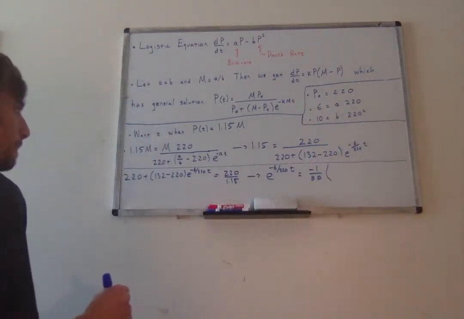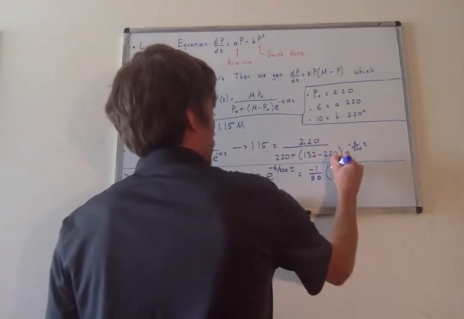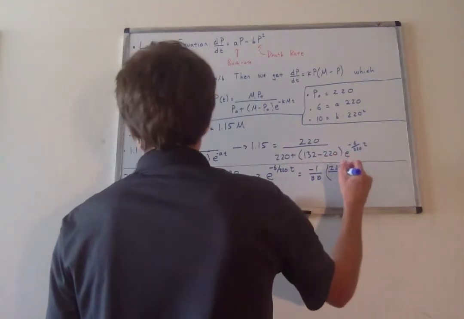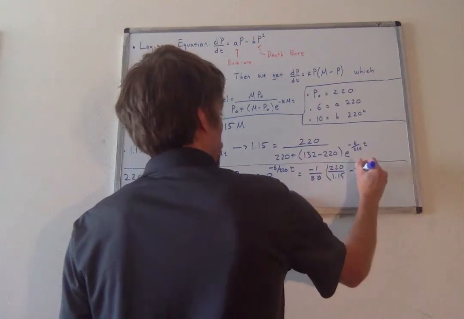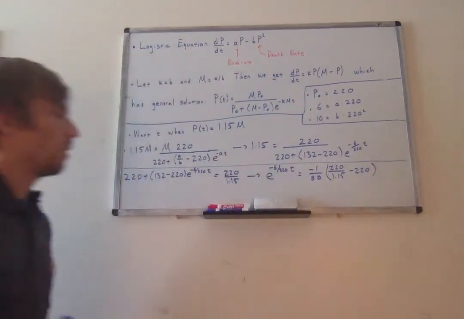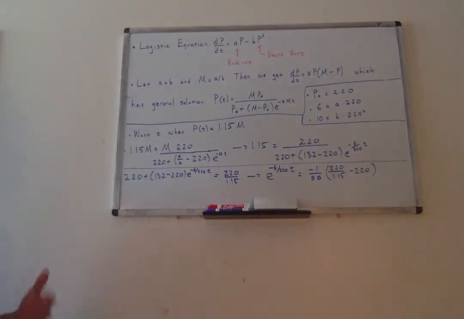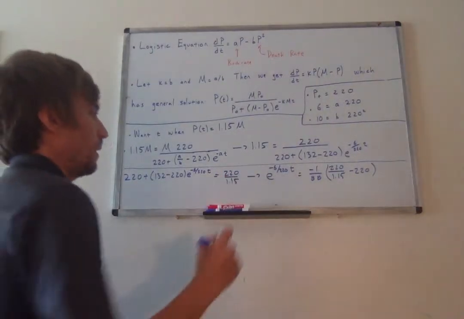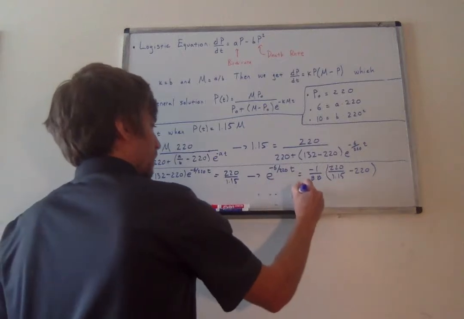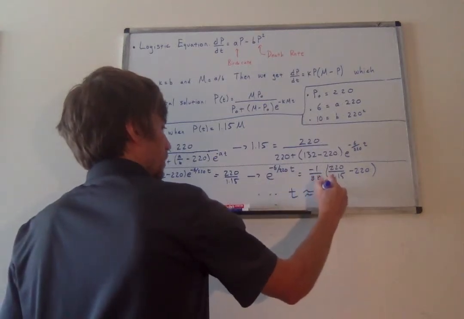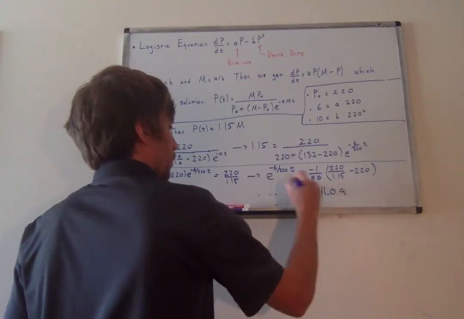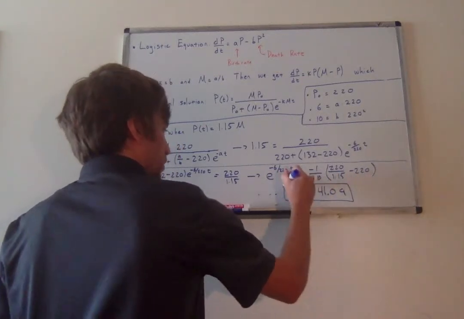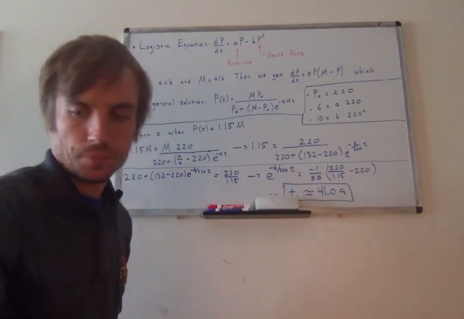times 220 over 1.15 minus 220. And then you can take the natural log of both sides and divide, and you should get t is approximately 41.09.